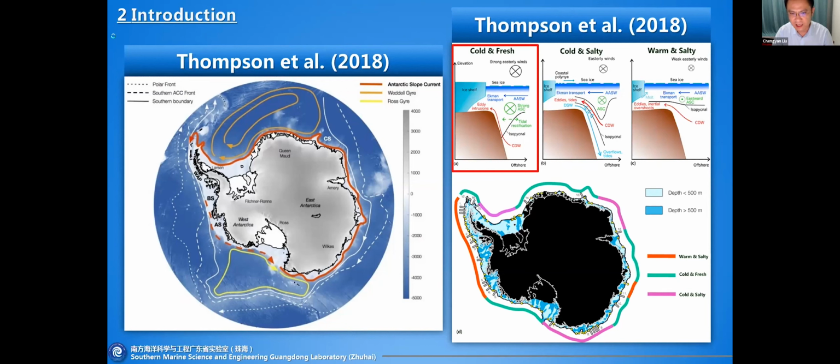This study focuses on the fresh shelf regions where the ASC and ASF serve to isolate the cold shelf water from the warm modified circumpolar deep water (MCDW) offshore. However, in the presence of submarine troughs, warm MCDW is allowed to ventilate the continental shelf. Physical mechanisms that govern MCDW intrusion at the submarine trough are the primary focus of our investigation.